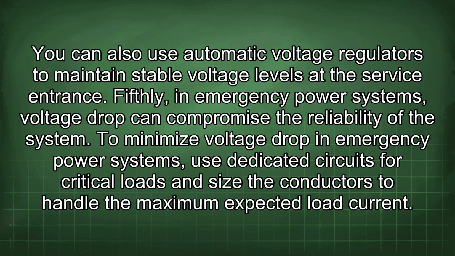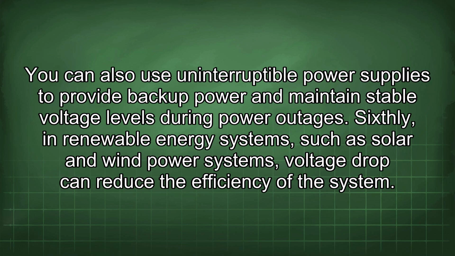Fifthly, in emergency power systems, voltage drop can compromise the reliability of the system. To minimize voltage drop in emergency power systems, use dedicated circuits for critical loads and size the conductors to handle the maximum expected load current. You can also use uninterruptible power supplies to provide backup power and maintain stable voltage levels during power outages.